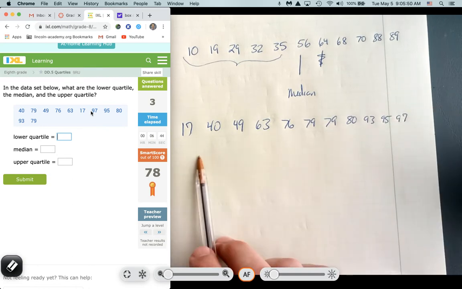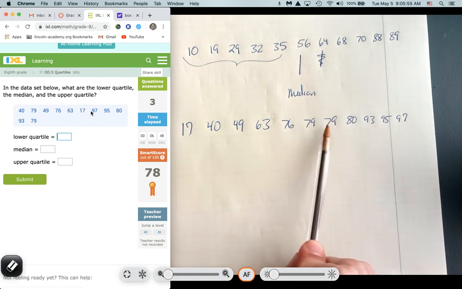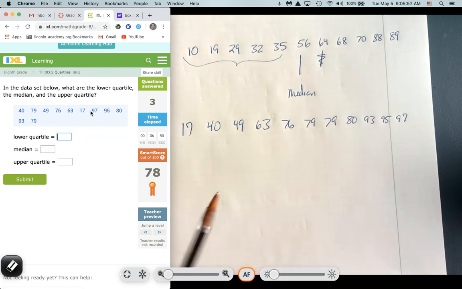Now I'm just going to make sure I've got them all. 1, 2, 3, 4, 5, 6, 7, 8, 9, 10, 11. So it looks like I got all my numbers.